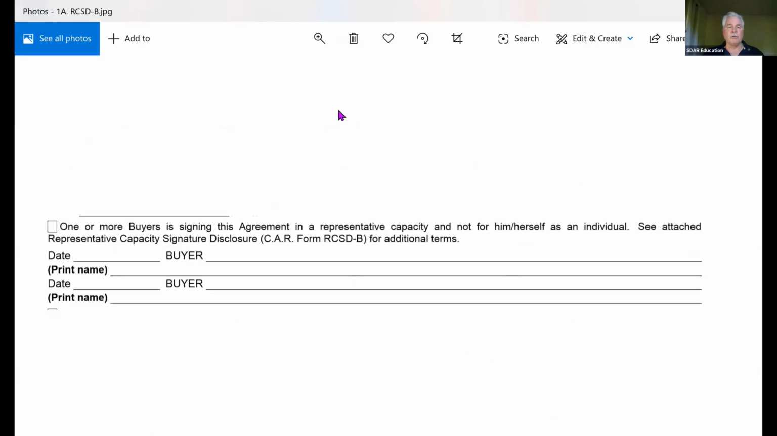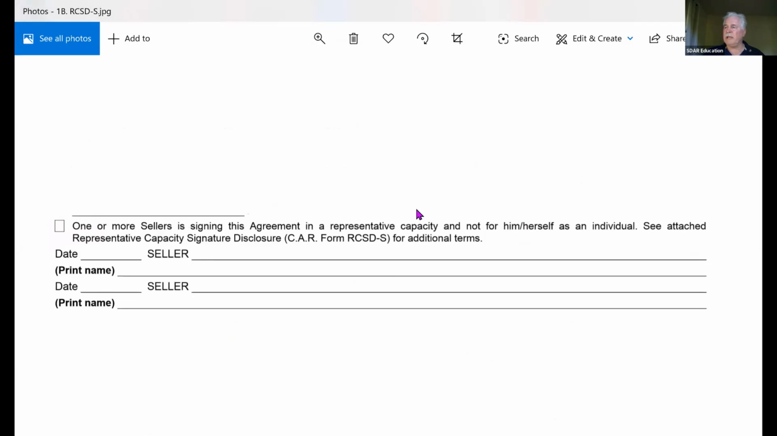So now again, I'm looking here at my RCSD and print the name, do all that kind of thing. And now we're going to move on to the next page. My next page is, one or more sellers is signing this agreement. If you don't check the box, then seller has to be a natural person. If you do check the box, then you're saying it's someone other than a natural person. So check the box. Again, it'll pull up the appropriate form, the RCSD S in zip forms, sitting right there ready for you to complete it.